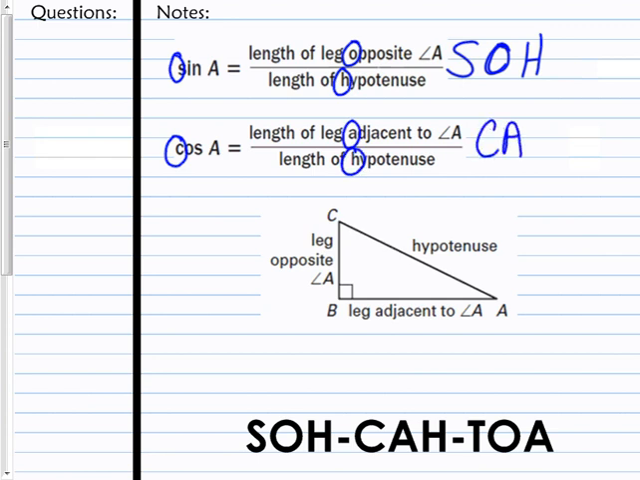So if you remember yesterday or last class we did tangent, and tangent is opposite and adjacent, O and A. Sine and cosine both deal with the hypotenuse and then either the side that's adjacent or the side that is opposite. Okay?